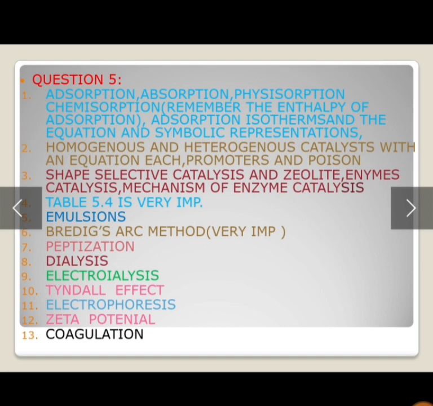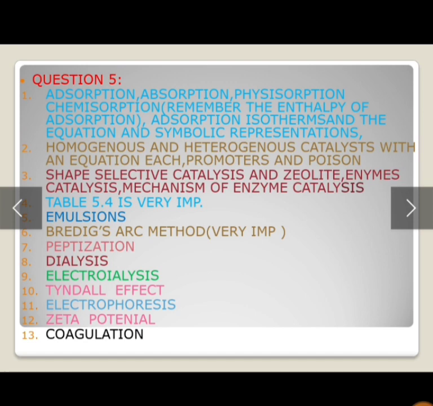The mechanism of enzyme catalysis has 2 steps: E plus S gives ES, and ES is broken into E plus P. The reasons behind shape selective catalysis, you want to go through that one. Then table 5.4, which contains solid dispersion, solid, liquid, till gas. This is the most important table in your surface chemistry chapter. This is the place where most of the students lose a mark if a question is asked from this part.